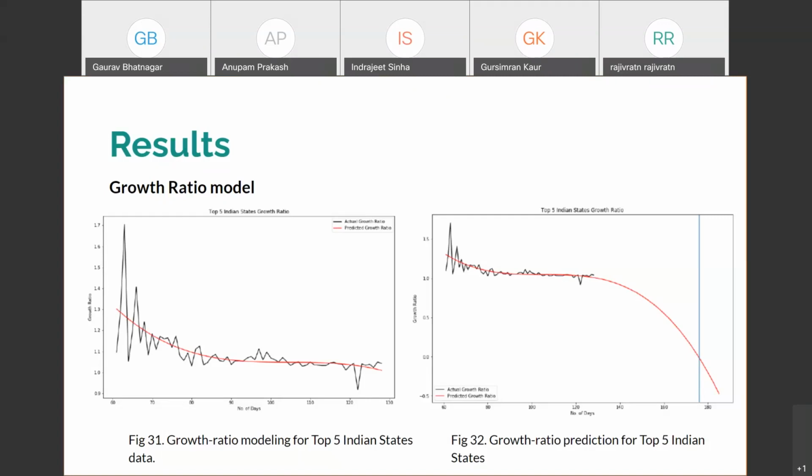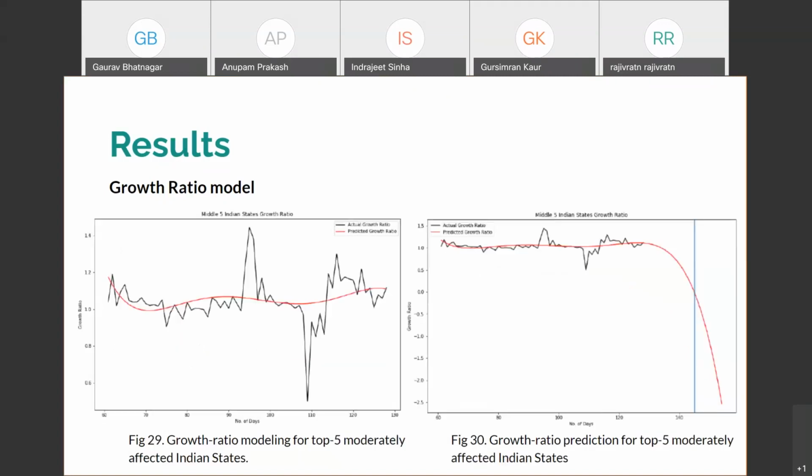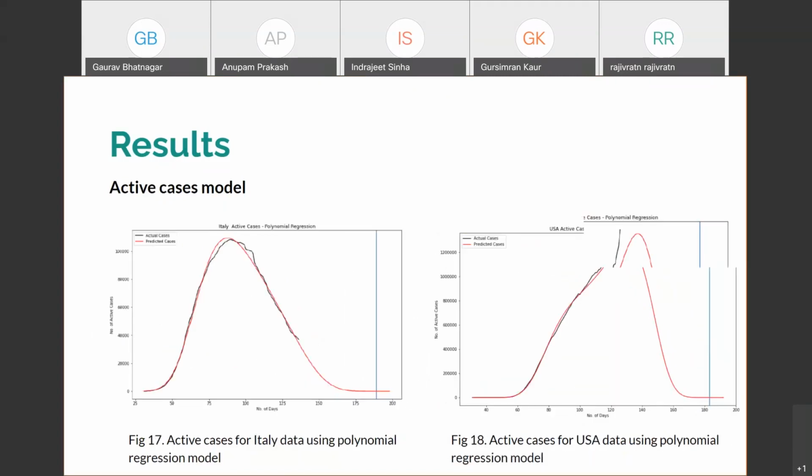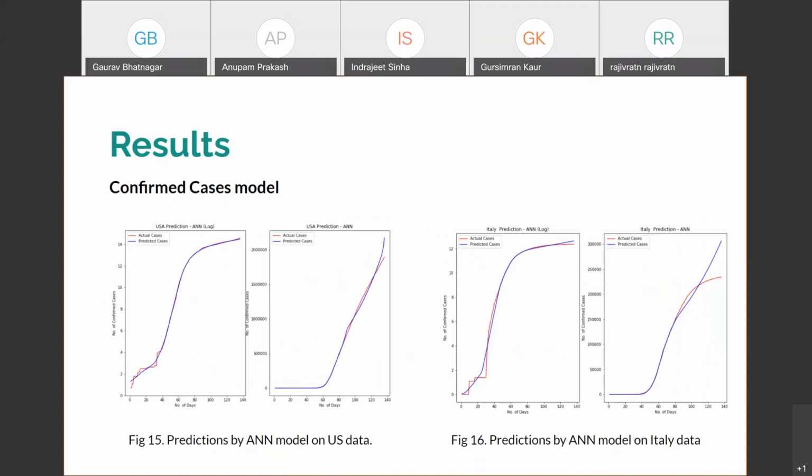So let's say you take a future date and try to find out the prediction from your model, and then you look at the official data for that particular date. How accurate is your prediction? Because I didn't see any accuracy in the experimentation part.